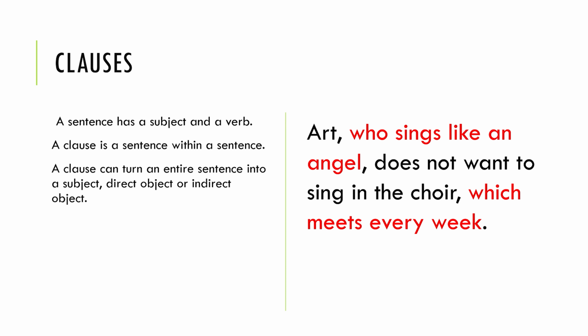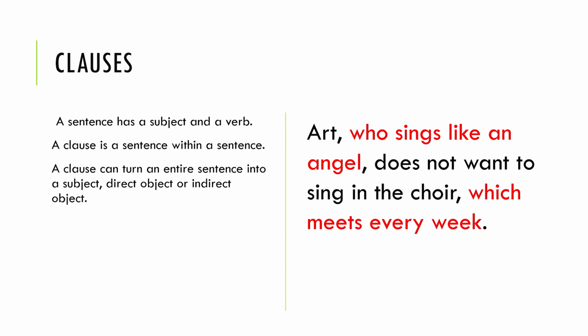So a clause can turn an entire sentence like he sings like an angel into a single subject, a direct object, or an indirect object. So you can take an entire clause and make it the subject. Art, who sings like an angel, does not want to sing in the choir, which meets every week. So notice we can just kind of keep adding and adding. And this time, which meets every week, is referring to the choir. What is choir in that sentence?